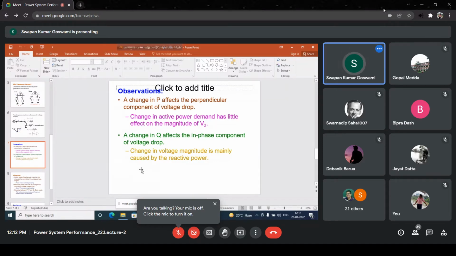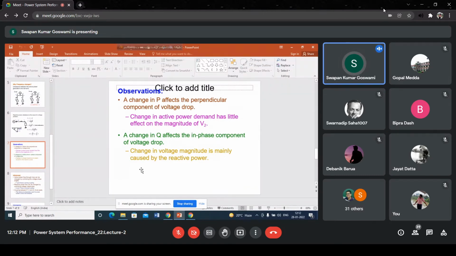Okay, and the second observation is that a change in Q affects the in-phase component of voltage drop that I have shown. That means the in-phase component of the voltage drop is mostly created by the reactive part. Why am I saying mostly? Because we have ignored the resistance of the system, because in the high voltage transmission system the resistance is very small compared to the inductive reactance, and we have neglected the resistance. That's why I told you that for this discussion, what we are making in this portion of the subject, it is valid for the high voltage part of the power system.